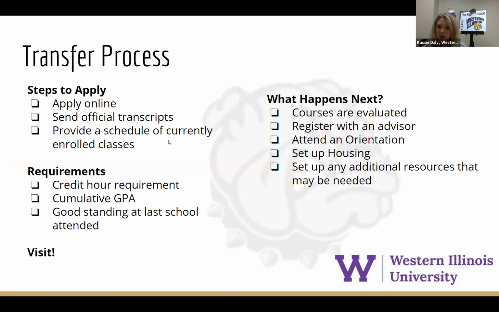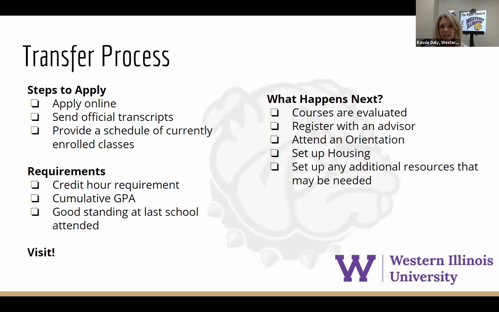For the transfer process, when you're looking to go on after your community college experience, there are a few steps to apply. It's filling out an admissions application online. And just as a quick plug, Western does have a free application month going on right now. So we'll be waiving the application fee the entire month of October. Kind of a little shout out and appreciation to Transfer Student Appreciation Week. And then we're going to want you to send official transcripts to us so we can make the decision based on your GPA, and then provide a schedule of any classes that you're currently enrolled in.